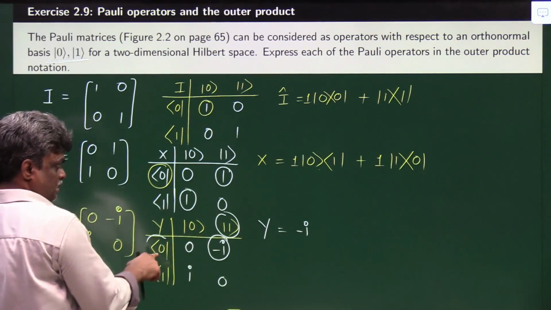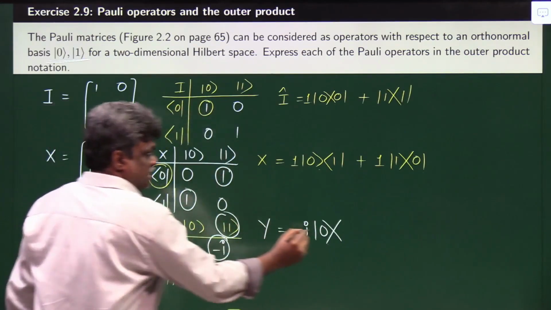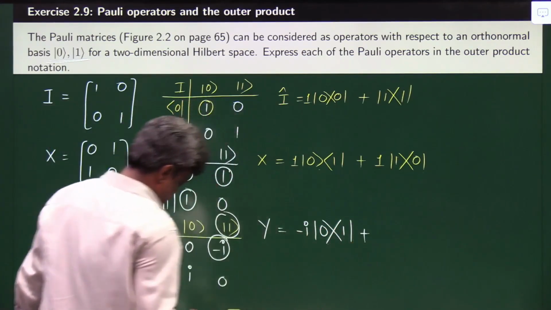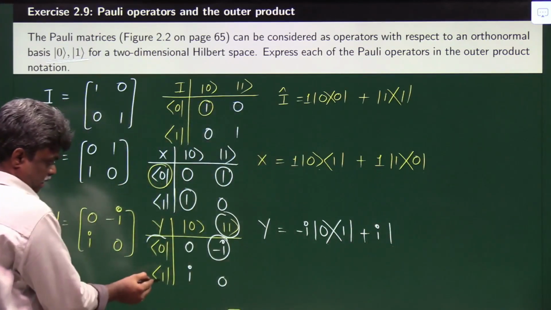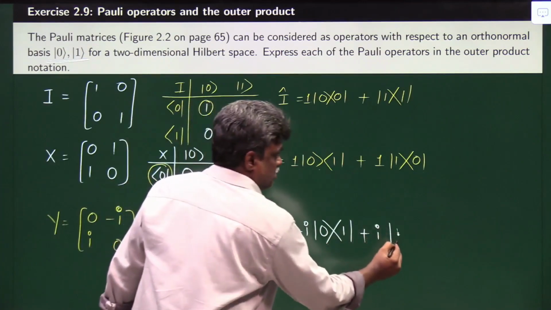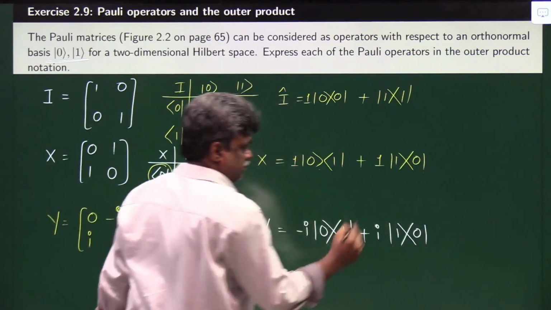So just convert this bra as a ket and write this ket as a bra. Plus the next non-zero element, iota, and make this bra a ket and the corresponding ket, make it a bra.